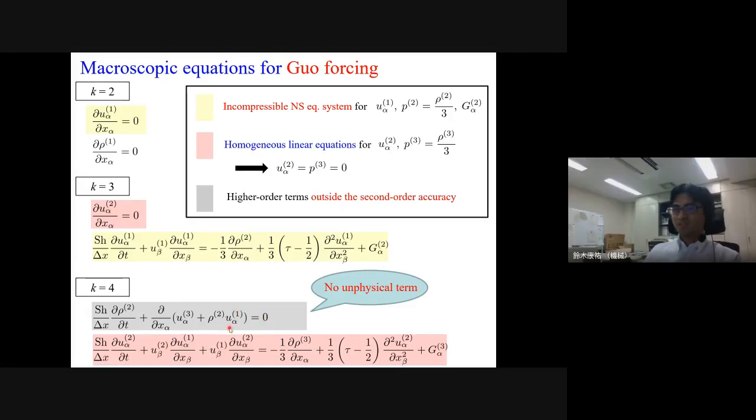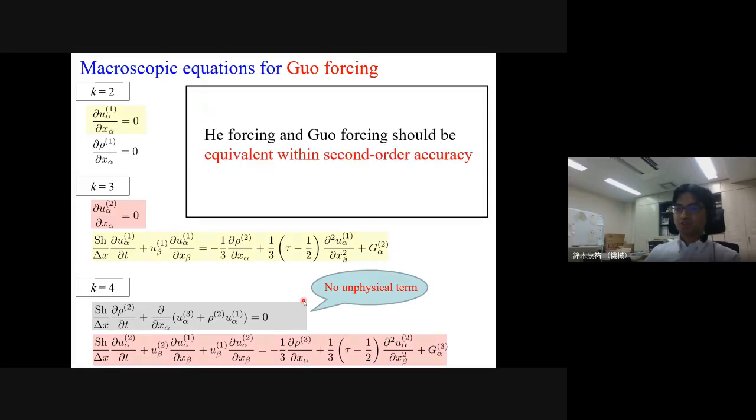In this equation, no unphysical term appears. This is some kind of improvement of the Guo forcing. However, this term is outside the second order accuracy. So in conclusion, He forcing and the Guo forcing should be equivalent within the second order accuracy.